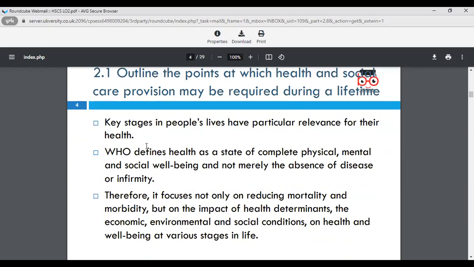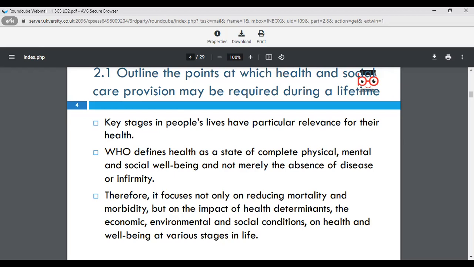So there are key stages. The World Health Organization defines health as a state of complete physical, mental, and social well-being, not merely the absence of disease or infirmity. So it's not just the absence of disease that means health. It's also the physical, mental, and social well-being. We've talked about well-being in yesterday's session. So it focuses not only on reducing mortality, not only on reducing deaths and disease, but also on the impact of health determinants.